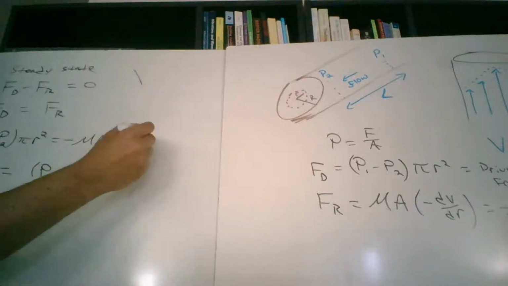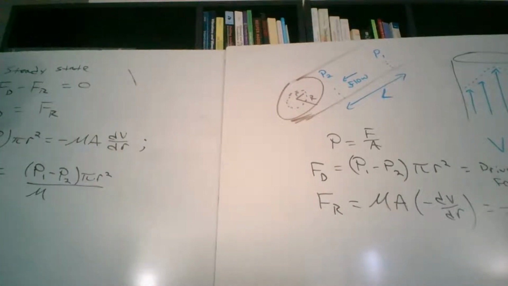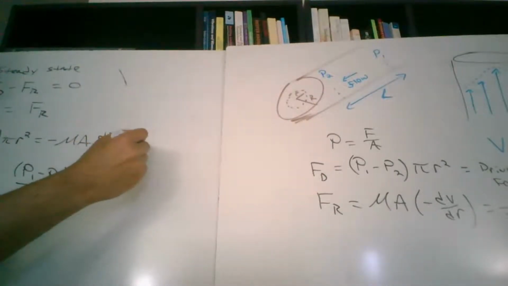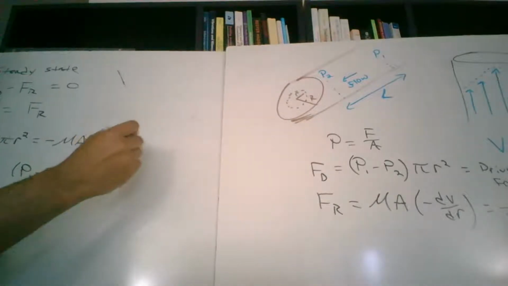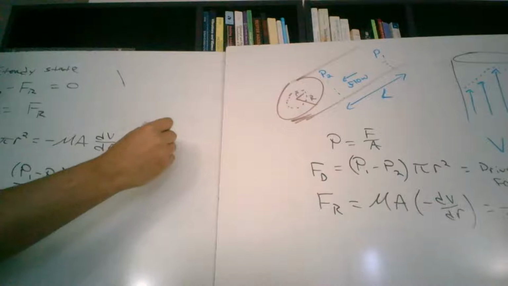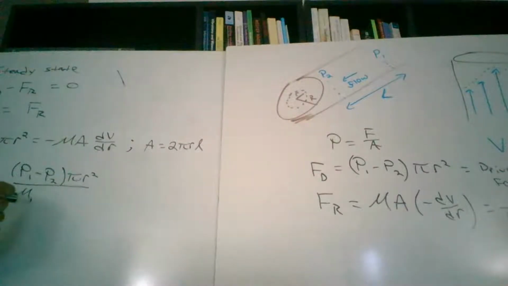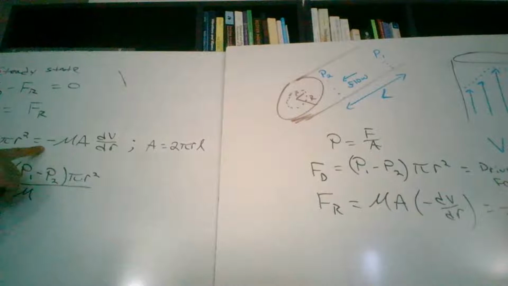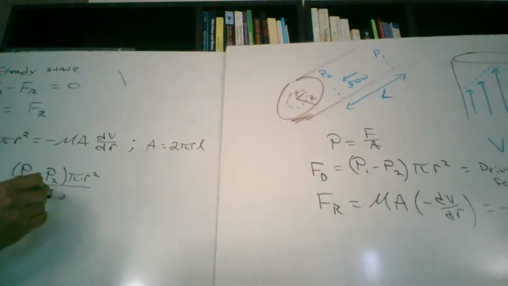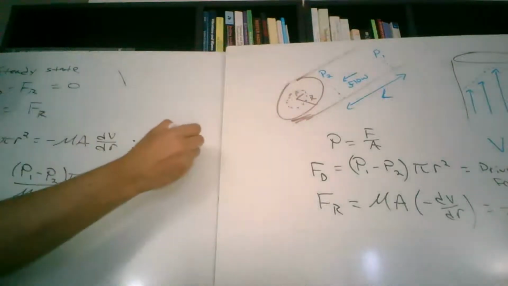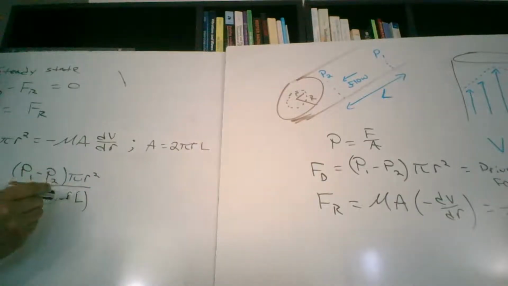And A, I guess I could write it over here. A is the area of the inner surface wall. So the inner surface wall is given by 2 pi RL. So area is equal to 2 pi RL. That's the inner surface wall right there. And so I'm going to divide this mu A over to this side, and it's going to be mu times 2 pi RL. And I should use big L because it's the length between those two positions, and that's how I defined it.